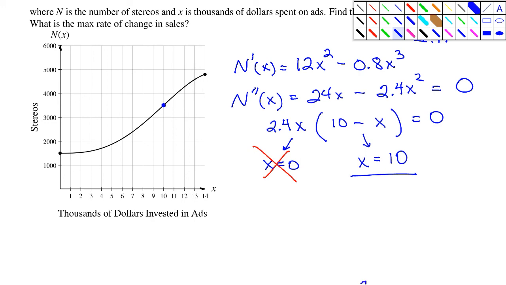You can see how the slopes are increasing to that point, and then after that point, the slopes start to decrease. And we're not talking about the graph itself, we're talking about the slopes of the tangent lines, which is the rate of change. So the inflection point occurs at 10, which is $10,000 in ads.